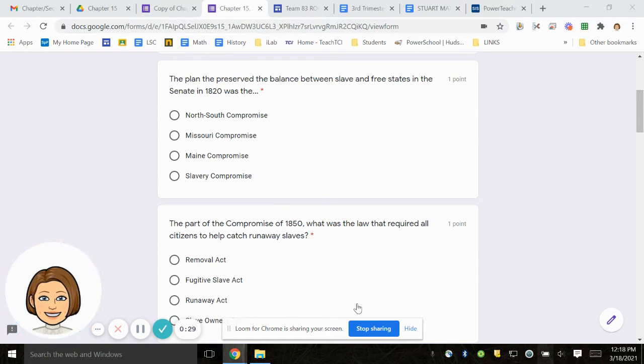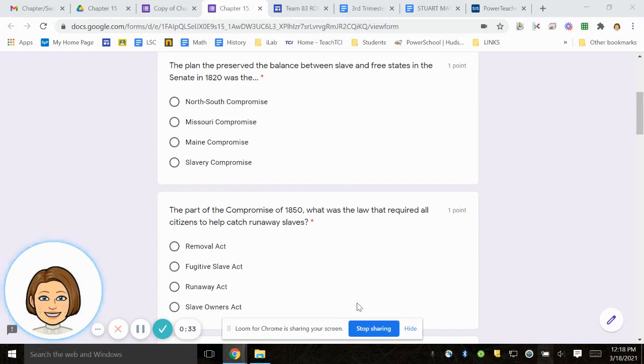Number 2. The plan to preserve the balance between slave and free states in the Senate in 1820 was the North-South Compromise, Missouri Compromise, Maine Compromise, Slavery Compromise.